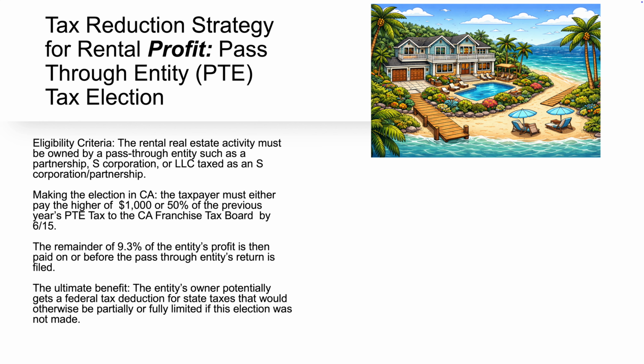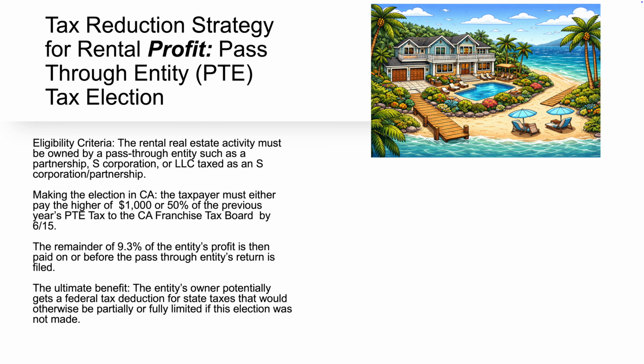So the eligibility criteria for the PTE election is the rental real estate activity must be owned by a pass-through entity. Pass-through entities are usually LLCs taxed as partnerships, LLCs taxed as S corporations, partnerships, and S corporations. Single-member LLCs do not count as pass-through entities. So sometimes when clients are making a lot of rental profit and they're married, it's usually good to make a separate husband-wife partnership so that they can make this election. Or maybe sell a portion of their interest to somebody else so that they can have this partnership status.